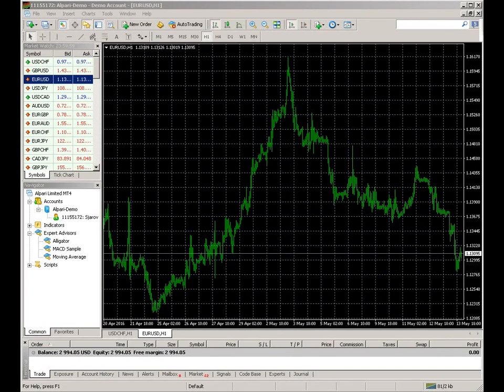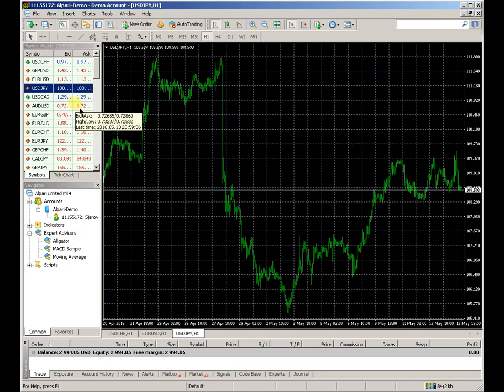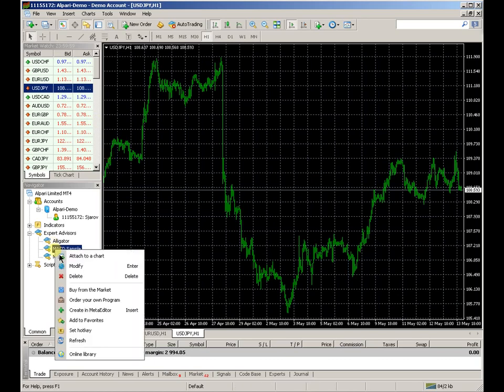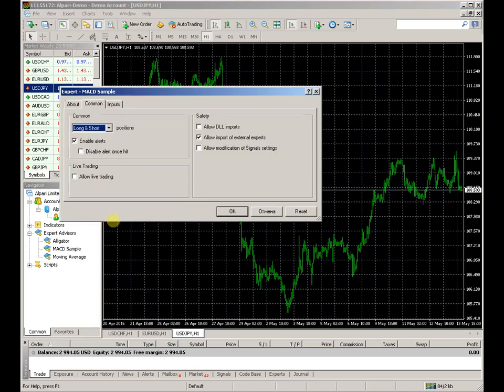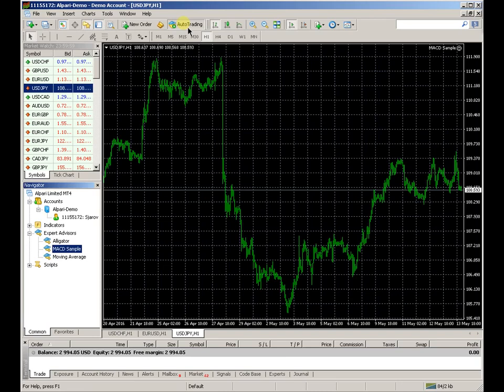Automatic trading in MetaTrader is possible when I use an automatic trading system. After launching the terminal and logging in, open the chart window. Attach the expert advisor to a chart, and allow the advisor to trade. Pre-configured on the platform, activate auto trading.